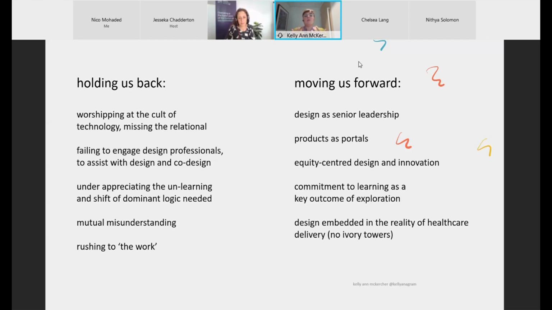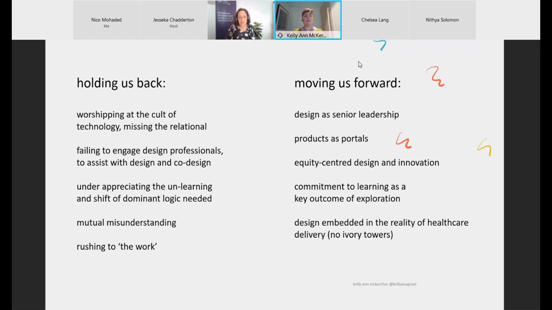We are being moved forward very much when we commit to learning as a key outcome of exploration, when we don't say that every design process must work, because it just will not, but rather we commit to the learning experience of that and harvesting or composting what hasn't worked. And really, I think what matters is for design to be embedded in the reality of healthcare, not to sit in ivory towers with beanbags and post-it notes, but rather to come into and meaningfully understand the very real constraints that many of our colleagues face delivering care and delivering accelerating demands on care.